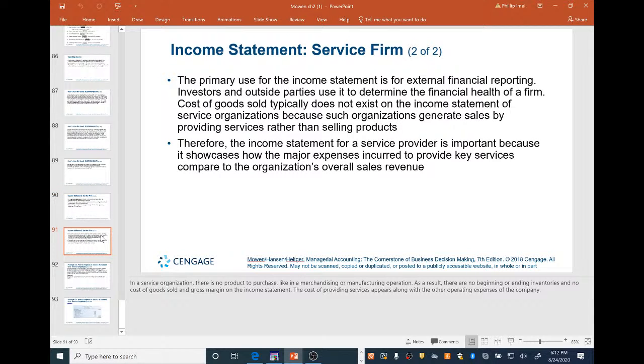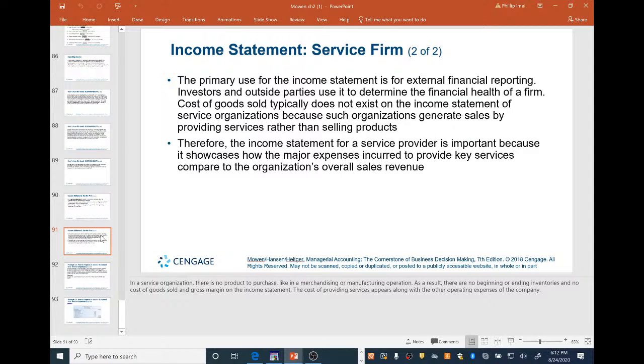So the primary use of the income statement is for external financial reporting. Investors and outside parties use it to determine the financial health of a firm. Cost of goods sold typically does not exist in the income statement of a service organization because such organizations generate sales by providing services rather than selling products. So we've established that.